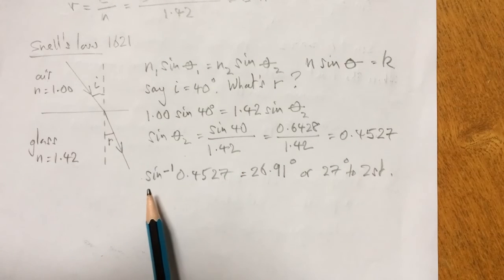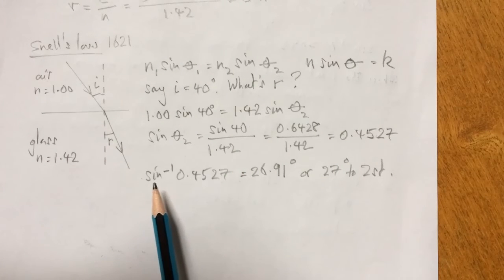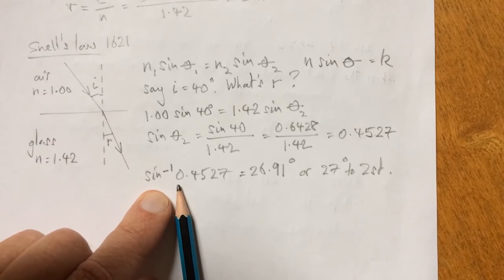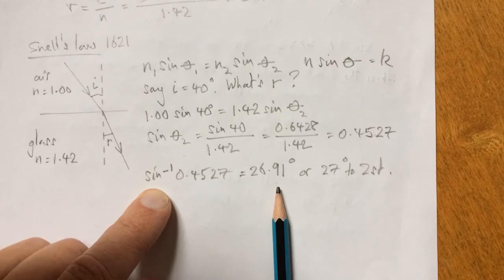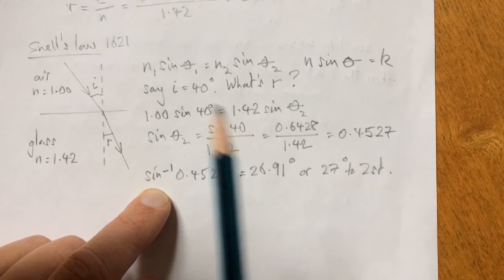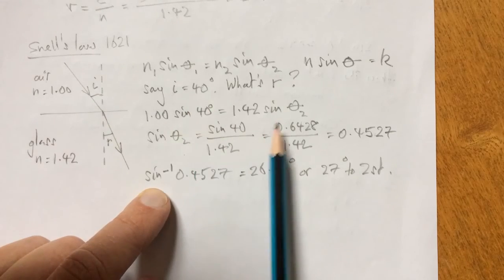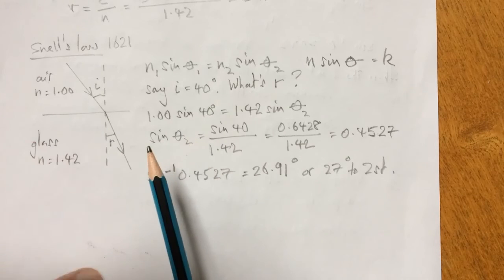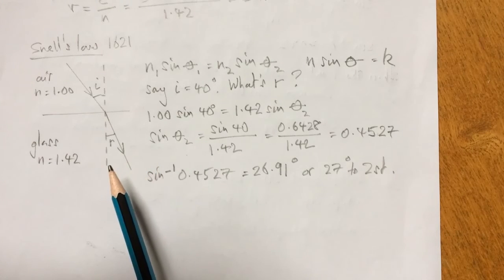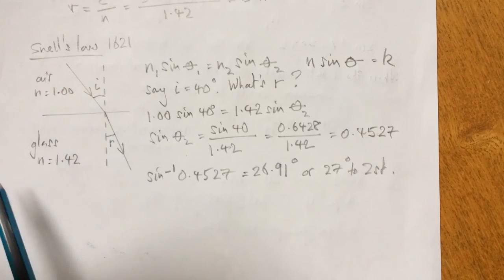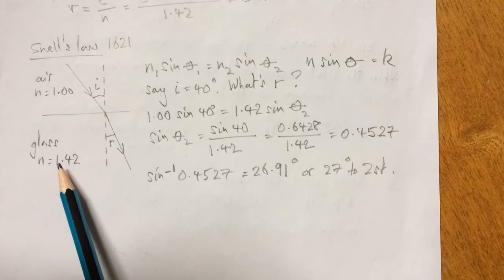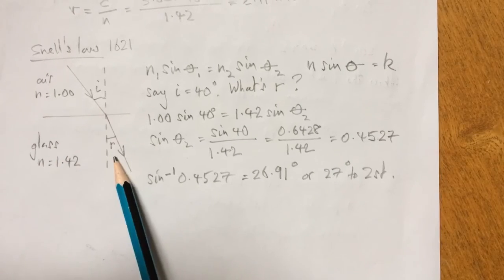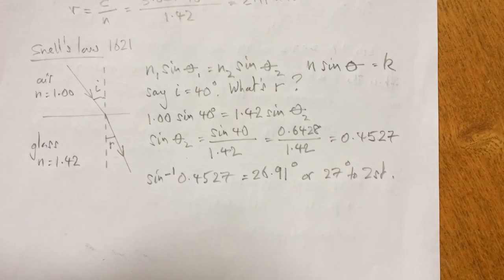Don't forget to take the inverse sine, or arc sine as some of you call it, of 0.4527, which gives us 26.91 degrees, or 27 degrees to 2 sig figs, because that's what I've got up here. Okay, so that's a use of Snell's law for working out the angle of refraction. And if you know any three of these things, you can work out the fourth. So we could have wanted to know what the refractive index of the glass was if we knew the two angles. And we know that the refractive index of air is 1.